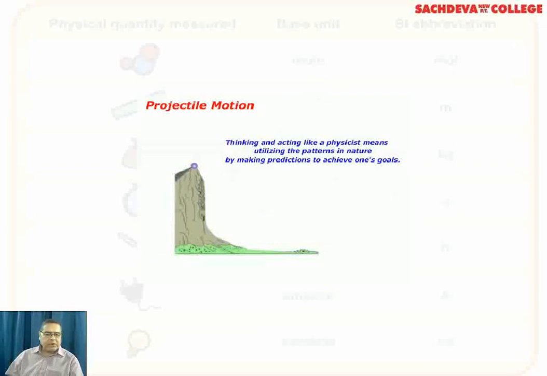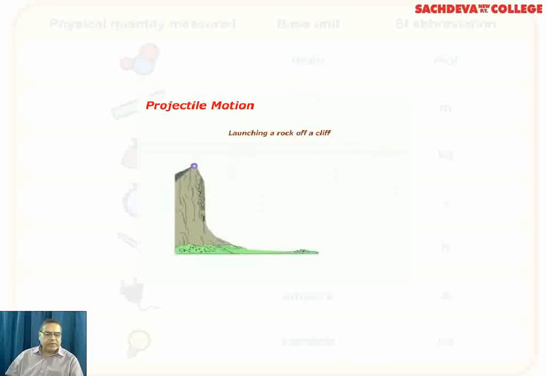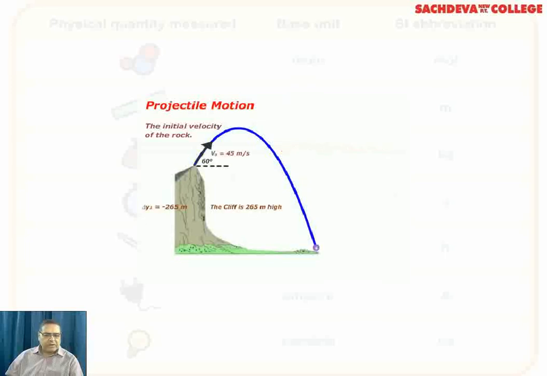Now, in this given figure, the projectile motion is depicted. That is, the body is kept at a certain height from the ground, and the body is to be launched from that height. The body is coming down after projection. This body is called a projectile. The path in which the body has come is called the trajectory of that body. The body is taken in the form of a rock. The initial velocity of the rock is 45 meters per second, and the angle of projection is 60 degrees.